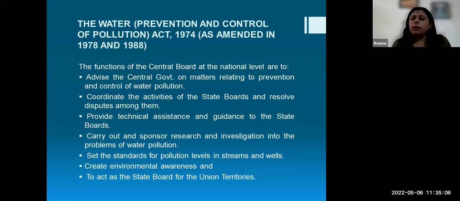So all kinds of scientific study will be done by CPCB, and it will advise central level bodies and state level governments to ensure that these are the scientific studies, this is the pollution your industry is causing. So accordingly, you make policy and you make an amendment in your bylaws or regulations so that water pollution is prohibited and water pollution is controlled. Okay, then they can carry out and sponsor research, like the Department of Science and Technology and the Ministry of Environment and Forest also. They can sponsor research and investigation into these water problems.